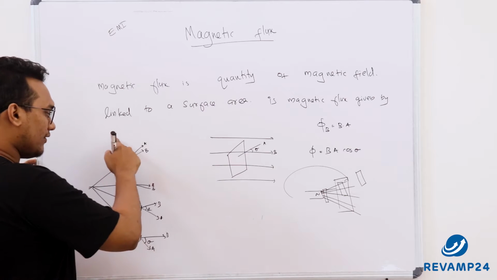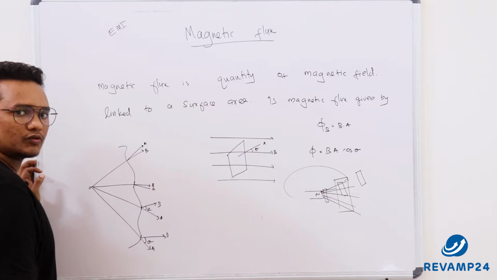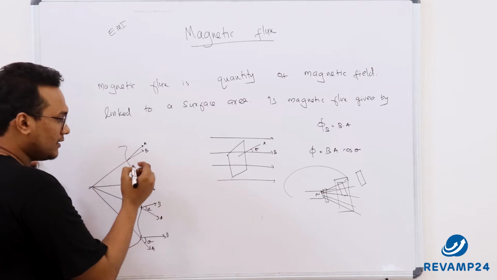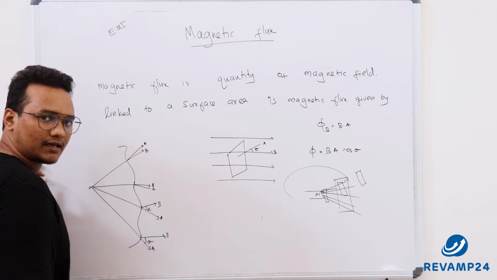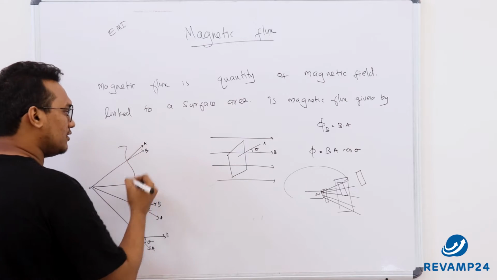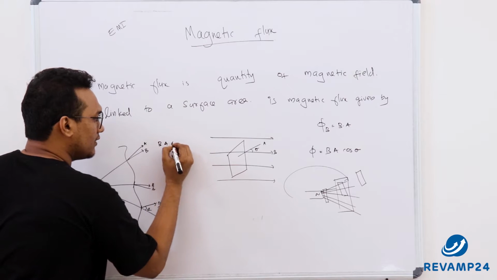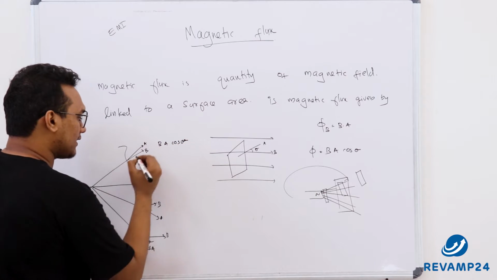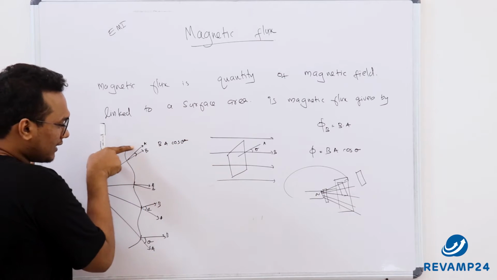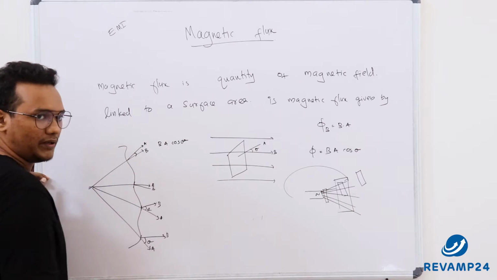Now, let's say you have an irregular surface in this way. How do you get the magnetic flux at this point? Just draw the area vector and get the net magnetic field at that point. Just multiply BA cos theta. How will you get the angle theta? It is the angle made between A and B.